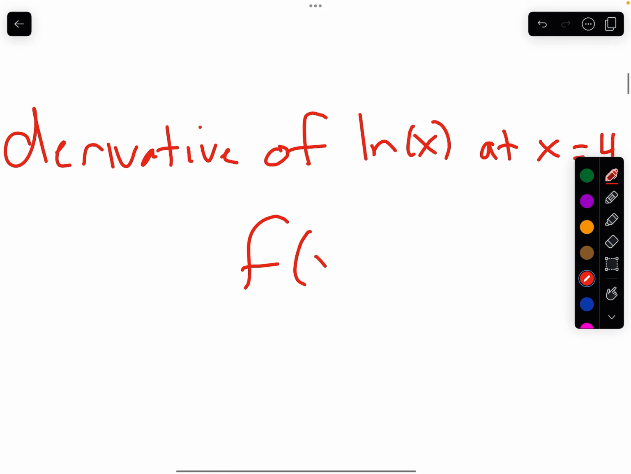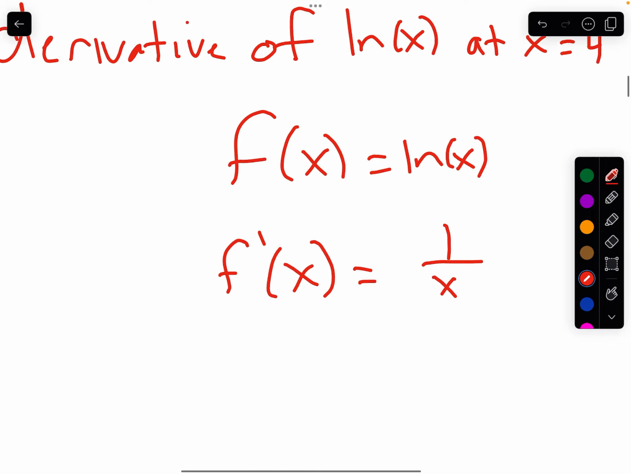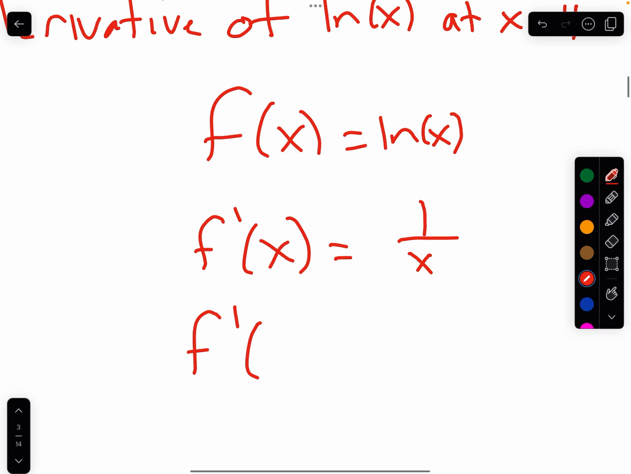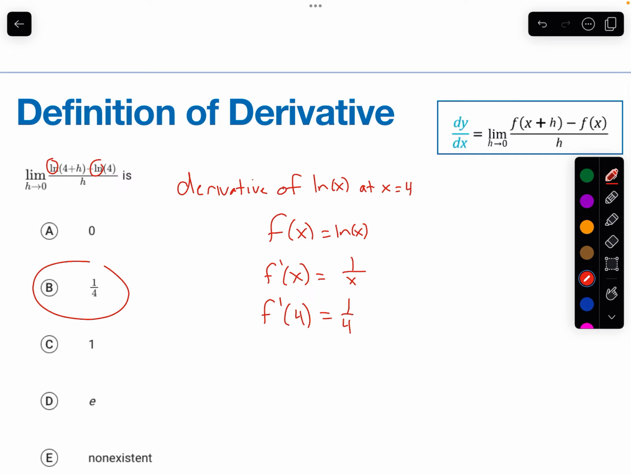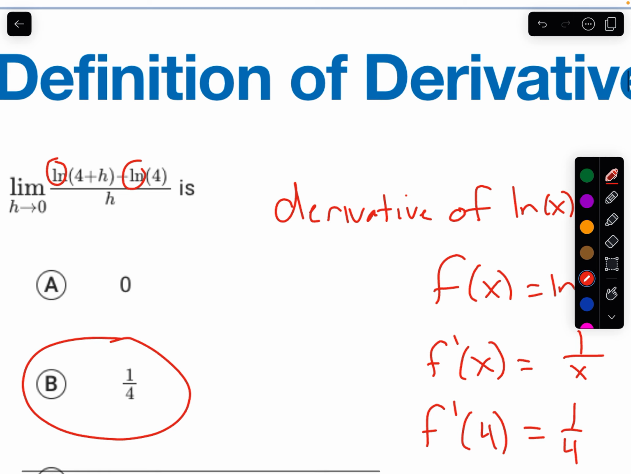If the function f of x is natural log, the derivative, f prime of x, well, our rule for natural log is 1 over x. And so f prime of 4 would be 1 over 4, which is one of our multiple choices. When you see this question, think definition of derivative. You just have to identify what the function is and then potentially a specific x value that you're supposed to plug in.